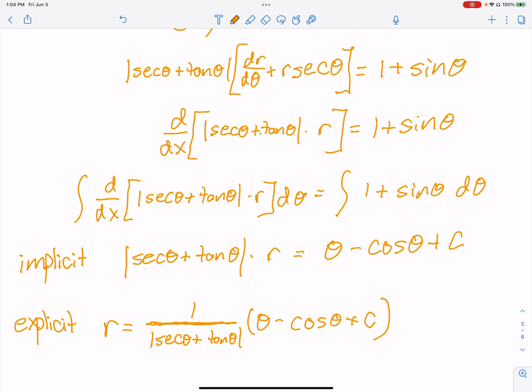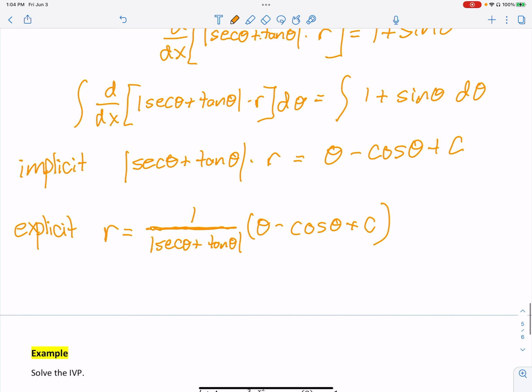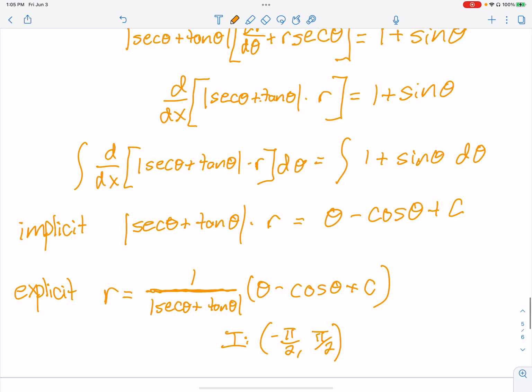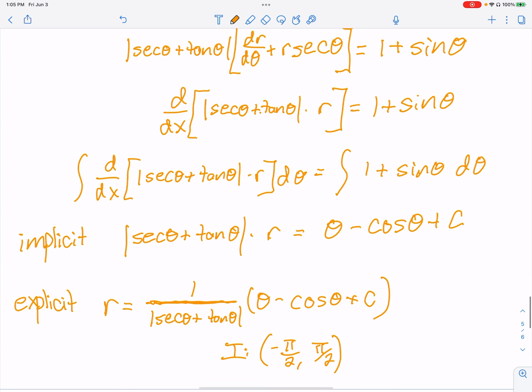We also need to list our interval of definition. I know it's kind of weird, but we already have it. It's negative pi over 2 to pi over 2. We determined it when we were dealing with the tangent and the 1 over cosine above. So there we go. There's our explicit solution to that ODE with its interval of definition.